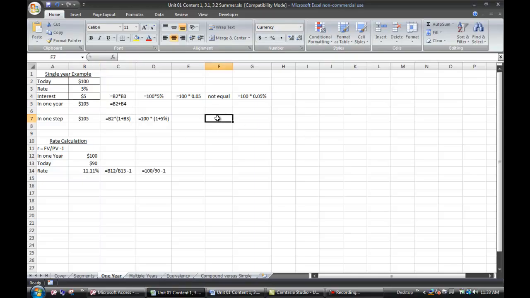Now what we want to get to is be able to do this in one step, and we'll see this later. It becomes more important. And then you use the equation that's shown here. Take the present value, which is 100, multiply it by 1 plus the rate, which is 1 plus 5%, and you then get 105 in one step. And that's the way you ought to be looking at it. We'll be doing it that way all semester.